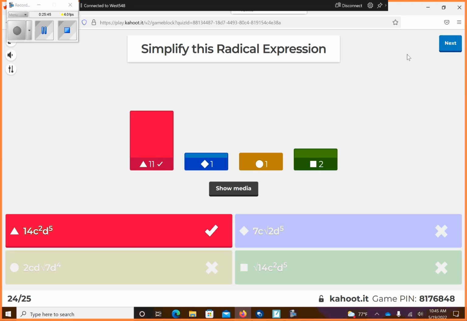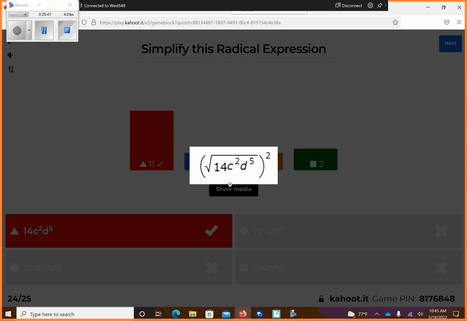Okay, most of you got that right, but let's just make sure we all feel comfortable with it. The square and the square root would just cancel each other out, and that would leave you 14c squared d to the fifth with no radical sign.